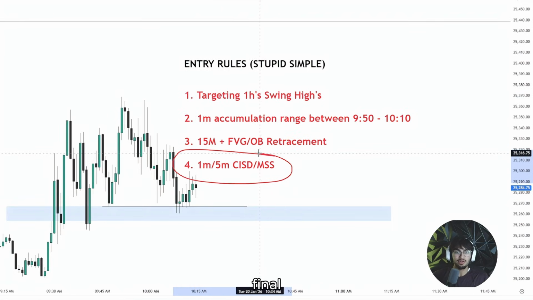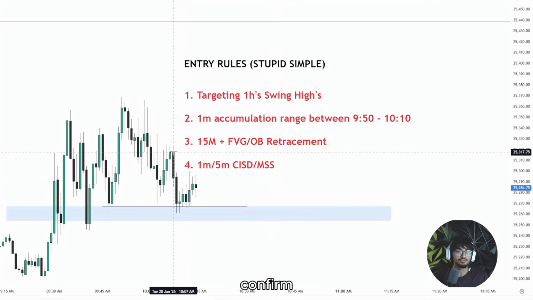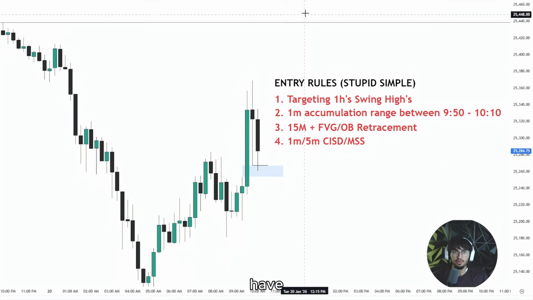And the fourth and final criteria to enter is there must be a 1 or 5-minute change in the state of delivery or a market structure shift to actually confirm we're going in that direction. So let's use this now to actually help us. So first off, we have our hourly highs. This is where our take profit is going to be.